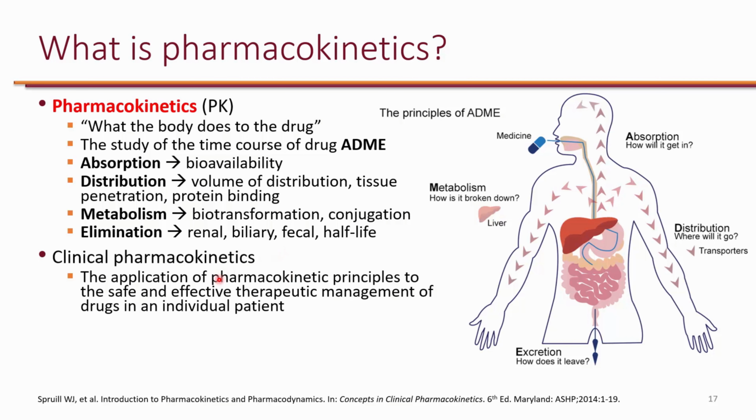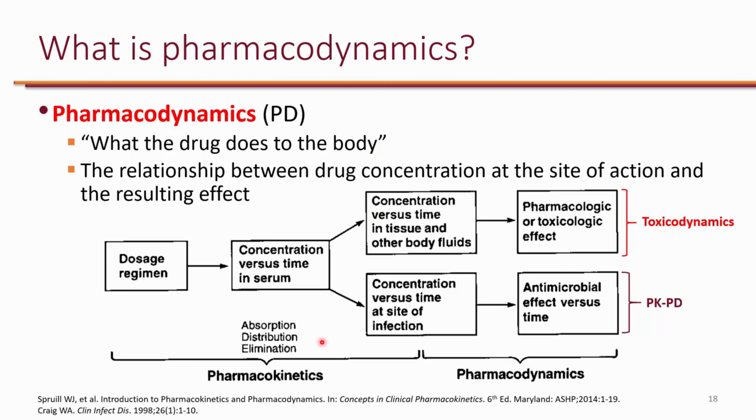Now, when we say clinical pharmacokinetics, we basically mean the application of these pharmacokinetic principles to safe and effective therapeutic management of drugs in individual patients. The goal is enhancing efficacy while decreasing toxicity. What about pharmacodynamics? Pharmacodynamics is what the drug does to the body. In the case of antimicrobials, the body refers to the pathogen. So we don't really want the drug to do anything to the human body.